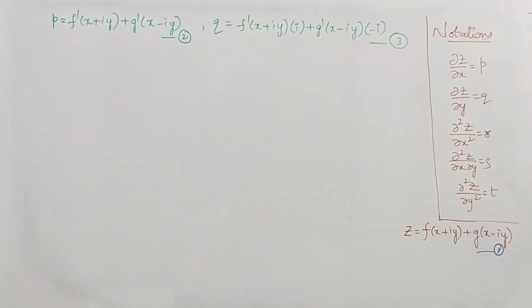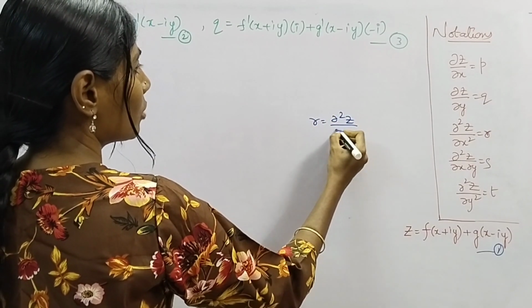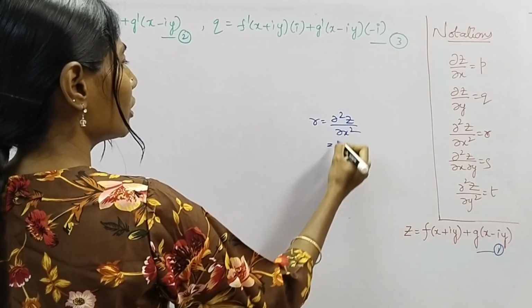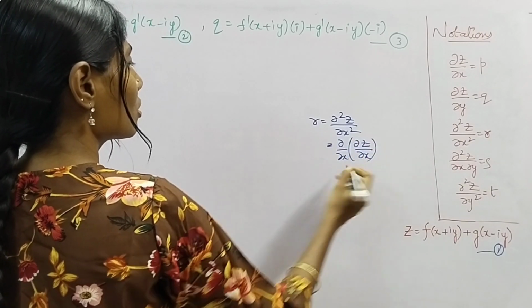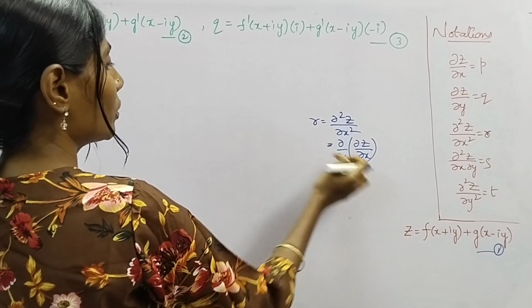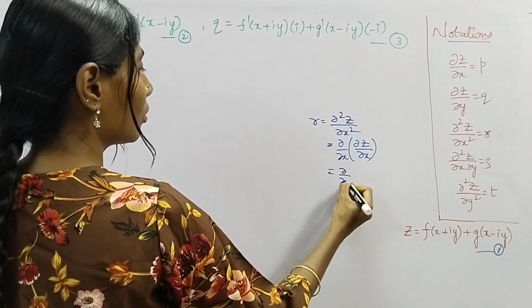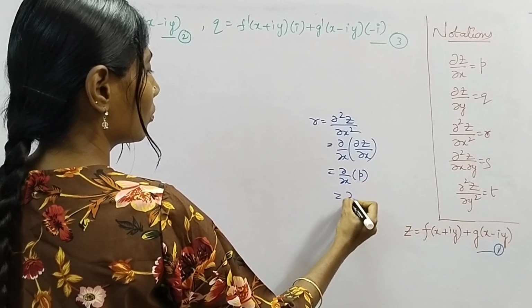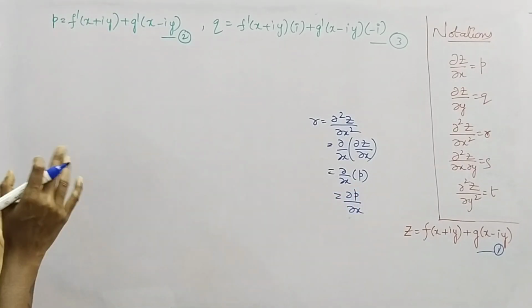Now I need to find r and t, right? Our target is to find r and t now. R is nothing but dou square z by dou x square, or we can write this as dou by dou x of dou z by dou x. So r is nothing but partial derivative of p with respect to x, since dou z by dou x is p, right? So if you find partial derivative of p with respect to x, we'll get r simply.